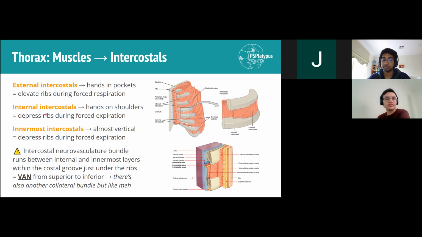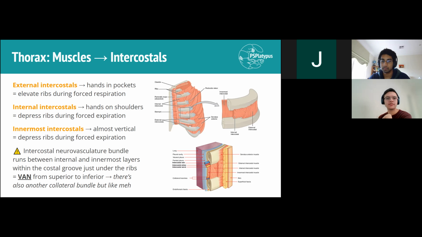On the other hand, you've got the internal intercostal. That's a layer deep to the external, and this is going to be hands on shoulders. So they're going superomedially, so they're going up and then towards the center. If you think about me again pulling down on the ribs, that's going to depress the ribs and reduce the amount of space in my thoracic cavity, which is for forced expiration, to really push out the air.